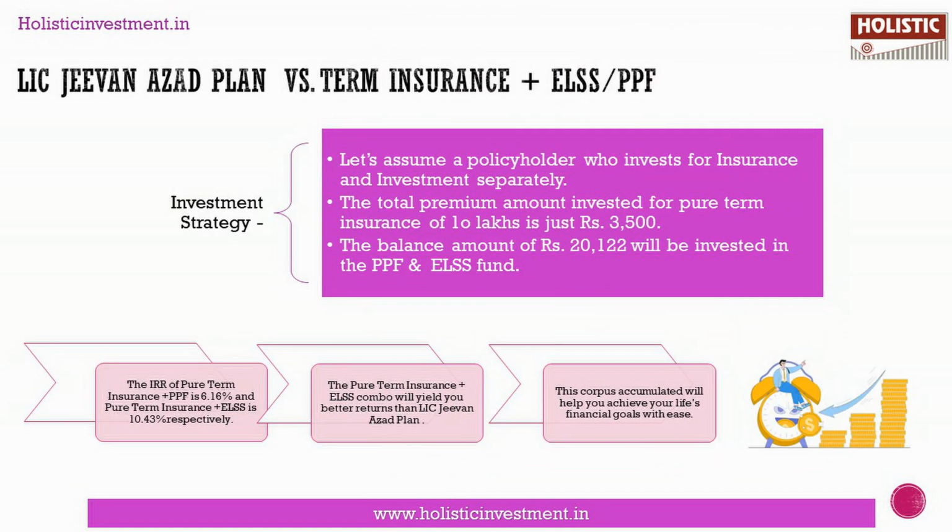If you see, PPF and ELSS both can generate better returns when compared to LIC Jeevan Azad plan, and PPF is a low risk investment and ELSS is a high risk investment. So as investors, we have to look at all investment vehicles and then choose the right investment vehicle where we can get inflation beating returns. A pure term insurance along with ELSS can produce an IRR of 10.43%, which is an inflation beating return, and which will be beneficial for you as an investor to achieve your future milestones as well as your financial goals. So before choosing an investment vehicle, it is always better to see its IRR analysis.